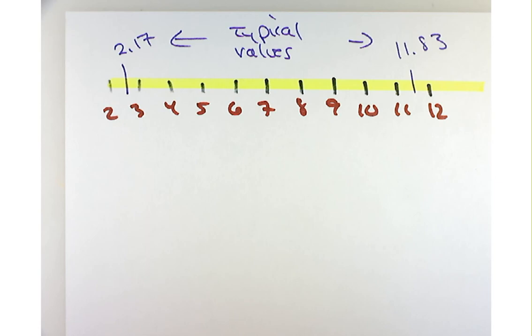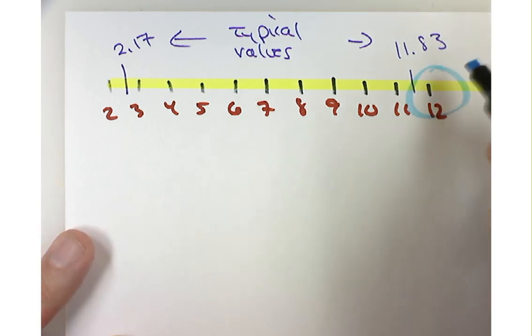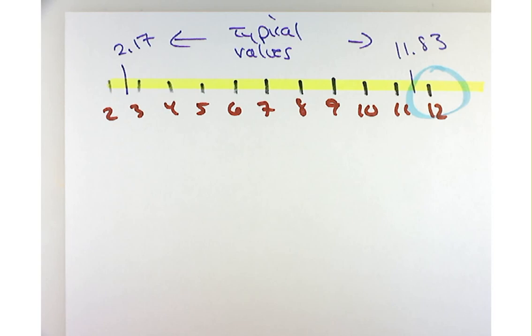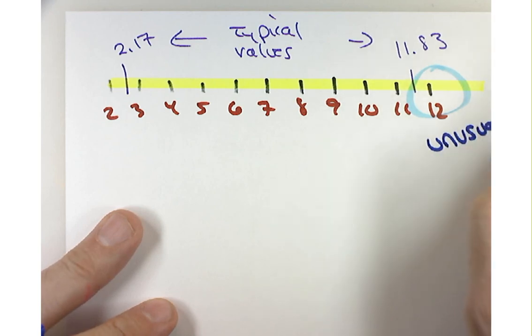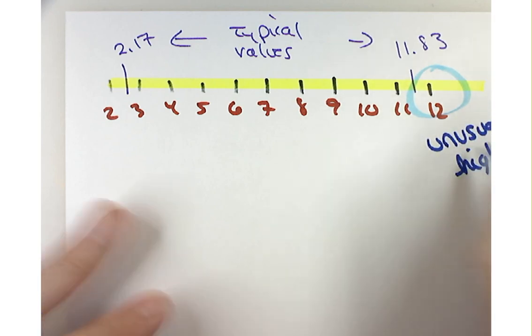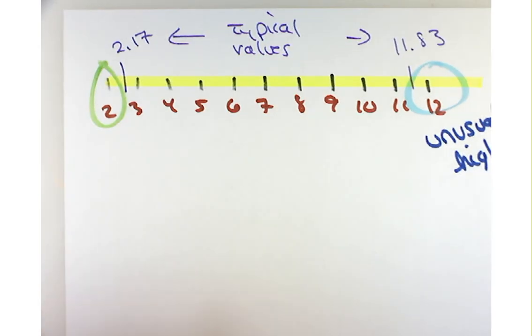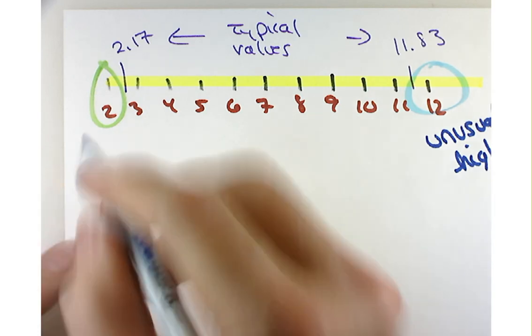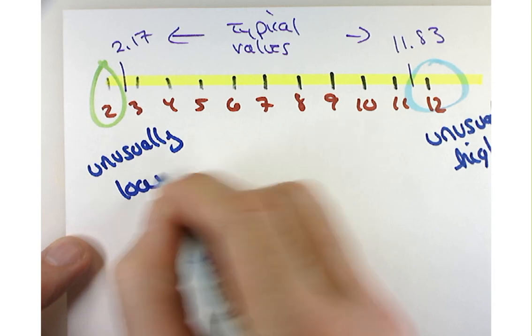Are there any unusually high or unusually low values in this distribution? Well, 12 is outside that range. So 12 would be unusually high. And then 2. Great. Thank you, Matilda. And 2 would be unusually low. Nice.